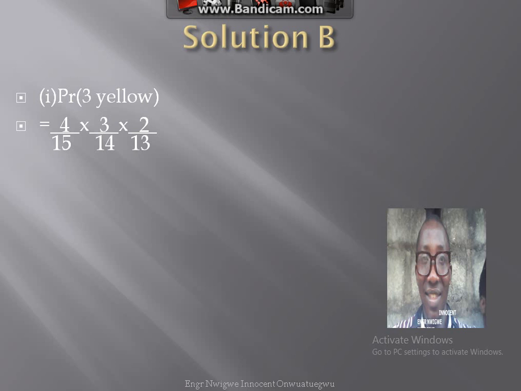So we have 4 over 15 times, when the yellow ball is removed, it is now 3, and the total ball is 14, times another ball is removed, which is 2, and the total is 13. If you do a multiplication, we will now be left with 24 over 2,730. If you cancel out, 2 cancel, and it will be 8 over 910, which you now have 4 over 455.